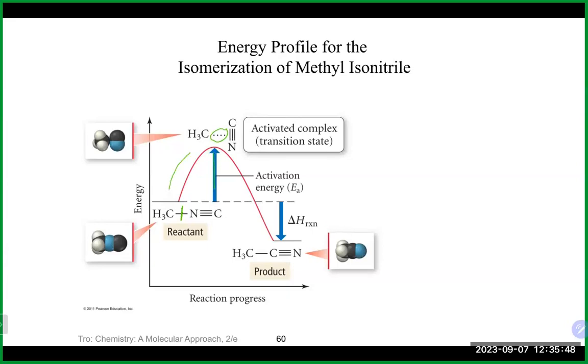So here we see our activation energy for this particular rearrangement. We see overall our reactants are higher in energy than our products, which means this delta H value should be positive or negative? Should be negative, right? And it's going to be an exothermic reaction, again, reactants higher in energy than products in this particular case.